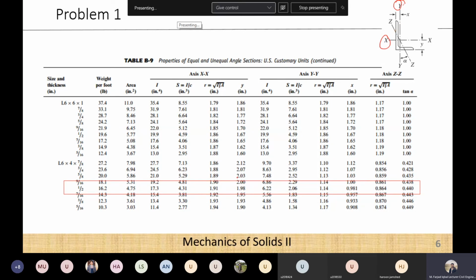You can look at this figure, where this y distance is given as 1.98. Basically, what is this y distance? The y distance is the distance from the horizontal axis to the extreme bottom of the section, or to the extreme bottom of the shorter dimension of this cross section. So in our figure, this y distance is given as 1.98, and our section is the same as this one.